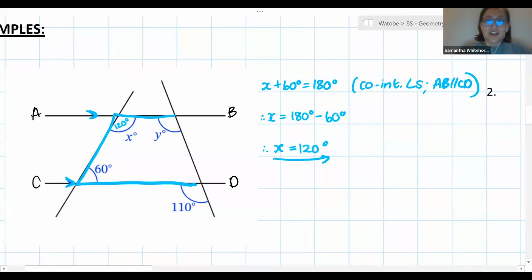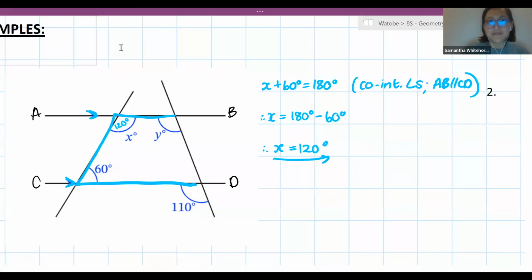Okay. So guys, we've got X. Onako, do you want to tell us about Y? Y is equal to 110 corresponding angles.